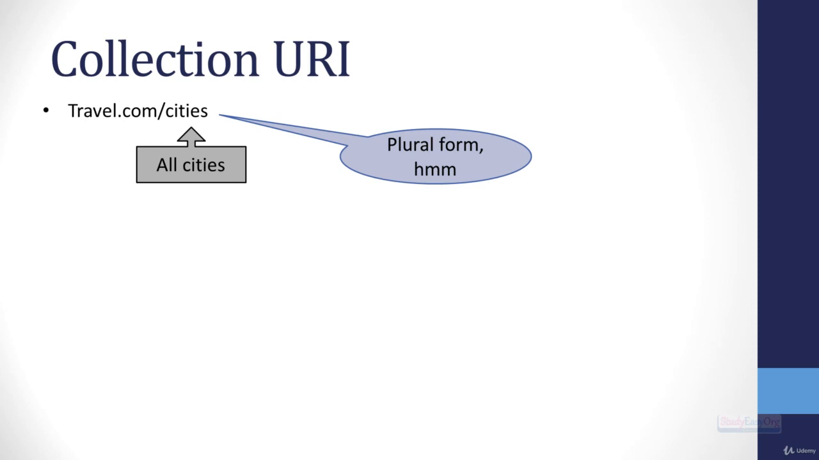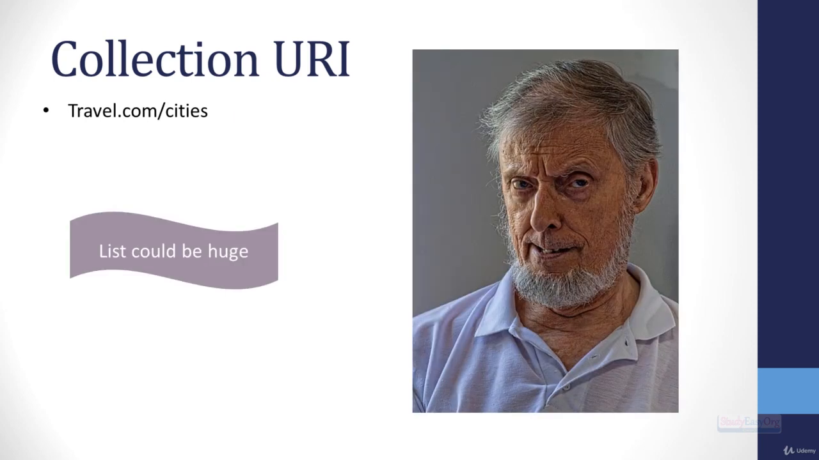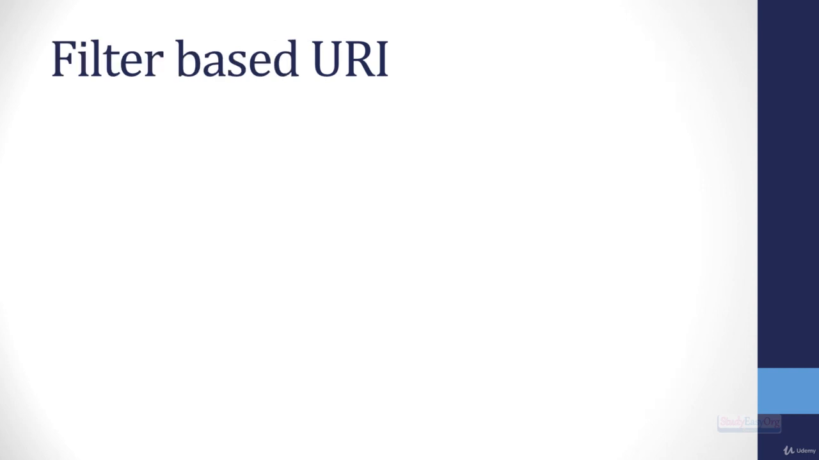In here, this particular URL travel.com/cities can give us a huge list of cities. There could be numerous cities in the world. In fact, the list of cities from a country would again be huge, right? So whenever we deal with a collection of entities, a collection URI, we can also make use of filter options. So definitely we can also make use of filter-based URIs.